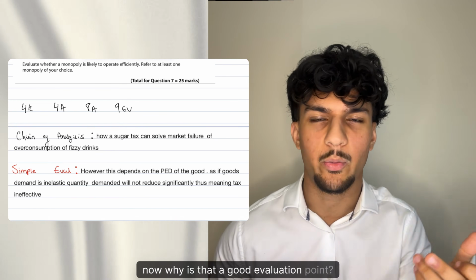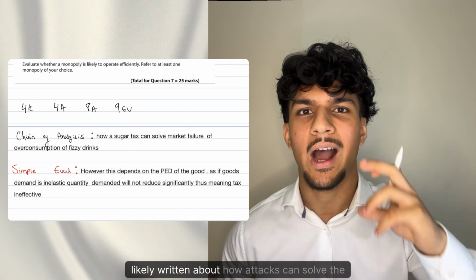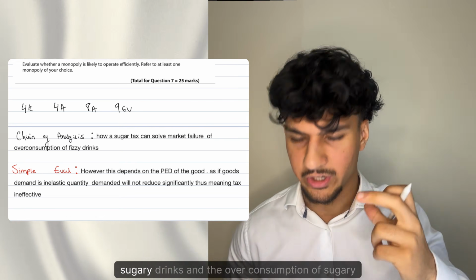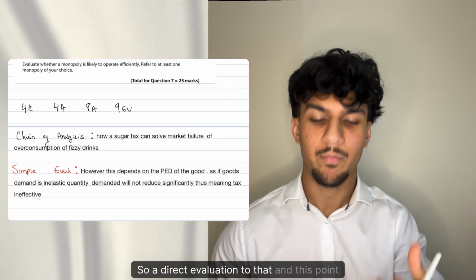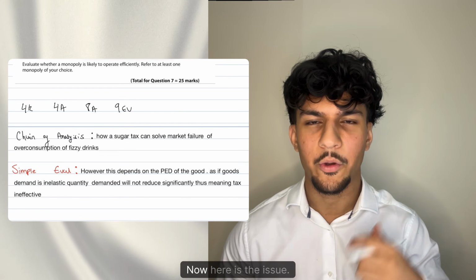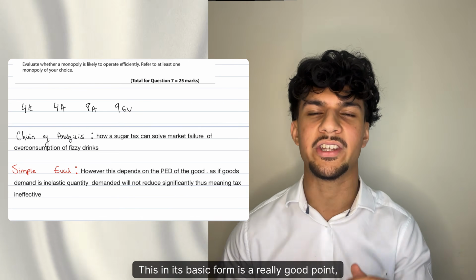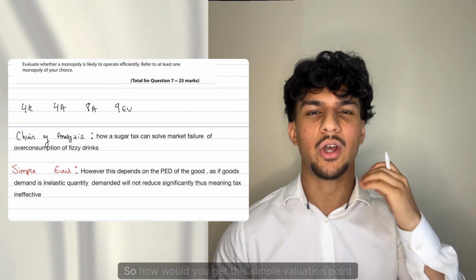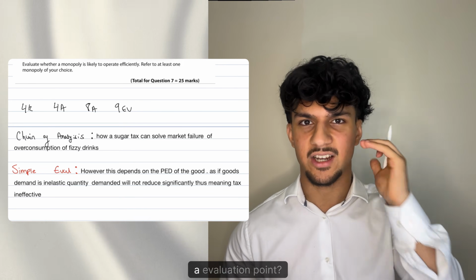Now, why is that a good evaluation point? Because in one of your paragraphs, you would have likely written about how a tax can solve the market failure of sugary drinks and the overconsumption of sugary drinks. So it's a direct evaluation of that, and this point would work really well. Now, here is the issue. This, in its basic form, is a really good point, but it's just not detailed enough to score those higher marks. So how would we get this simple evaluation point to the top level, to that A-star evaluation point?